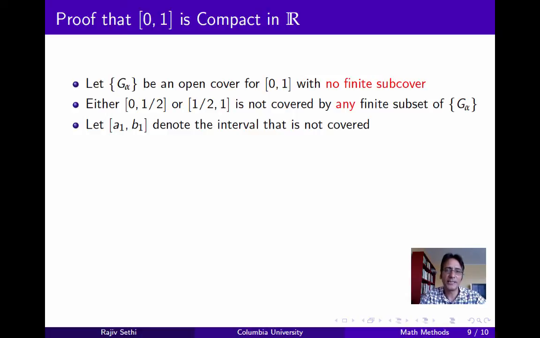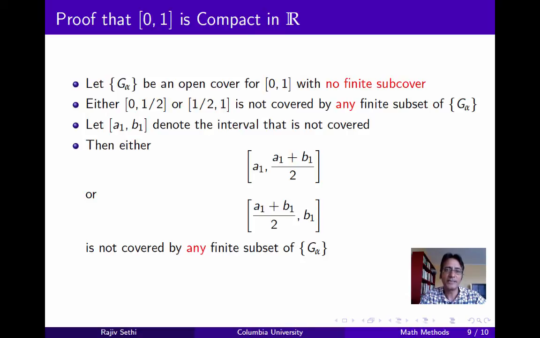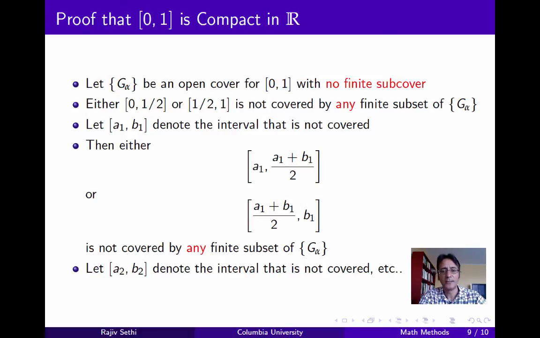It's going to be either the left interval or the right interval. Now applying the same reasoning, we can bisect this interval into a left interval and a right interval, and at least one of these is not covered by a finite subset of G alpha. If they were both covered by finite subsets of G alpha, then A1, B1 would be covered, and by hypothesis, it is not covered by any finite subset of G alpha. Now let A2, B2 denote the interval that is not covered. It will be either the left interval or the right interval.